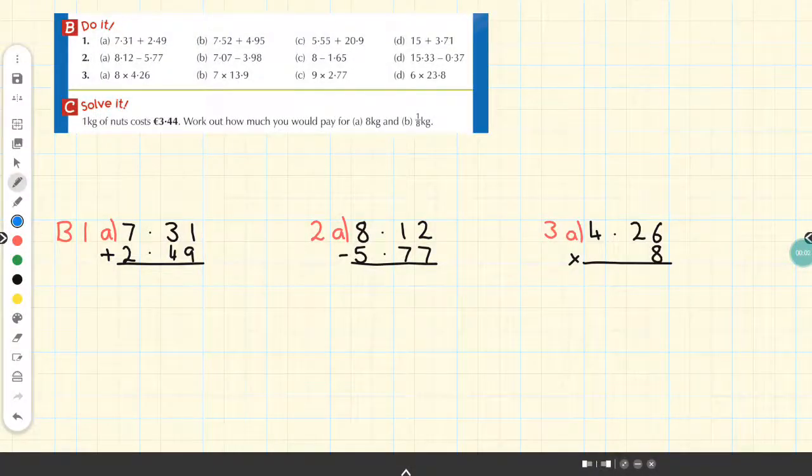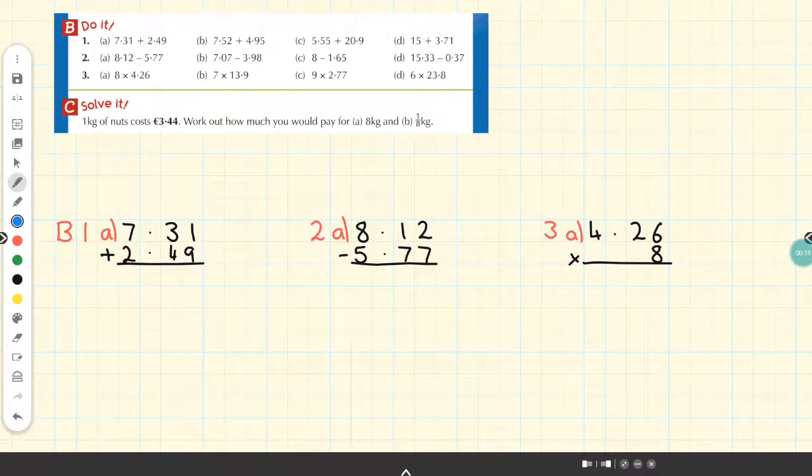Hi everyone, so today we're just doing our revision of what we've been doing this past 2 weeks in our decimals, our addition, our subtraction and our multiplication. So for B1 we're doing our addition.